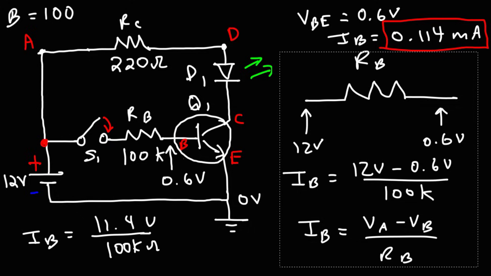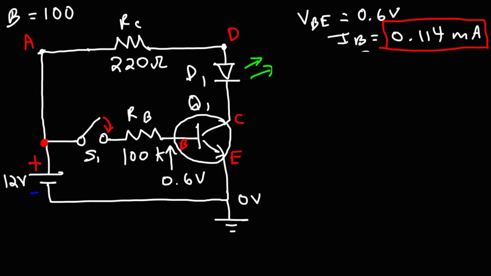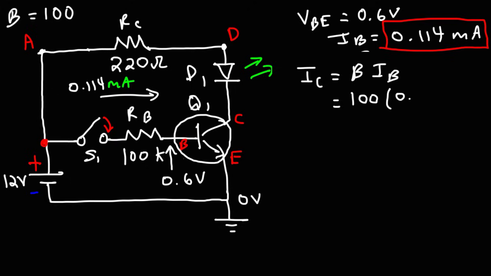So now that we have the value of IB, we can calculate the value of IC. So this is 0.114 milliamps. IC is going to be beta times IB, and beta is 100, IB is 0.114 milliamps. So multiplying it by 100, we need to move the decimal 2 units to the right. So we get a current of 11.4 milliamps for IC. So that is the current that is flowing through RC. It's 11.4 milliamps.